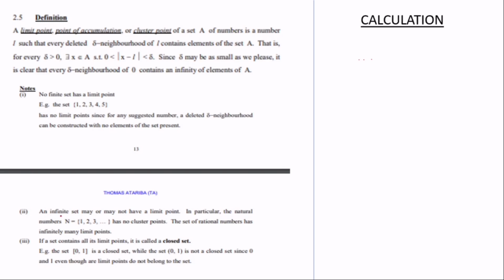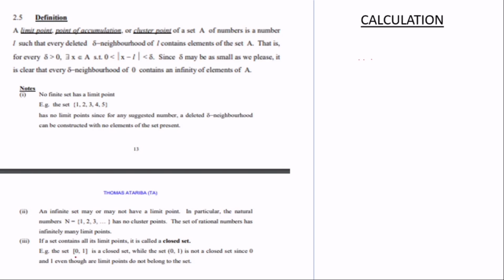An infinite set may or may not have a limit point. In particular, the natural numbers 1, 2, 3 have no cluster point. Do you know why? It goes on and on, and we don't know where it gets to. If a set contains all its limit points, it is called a closed set.